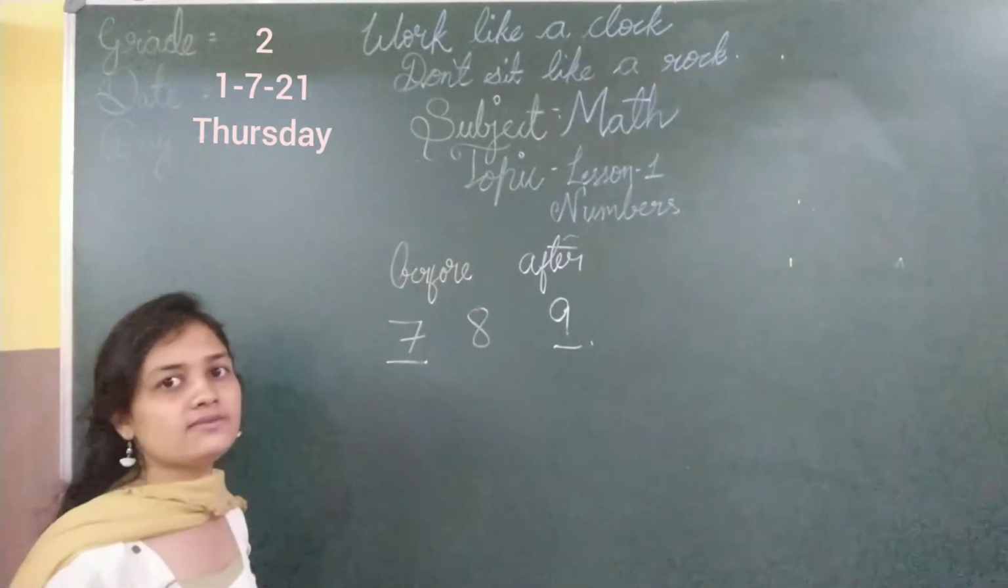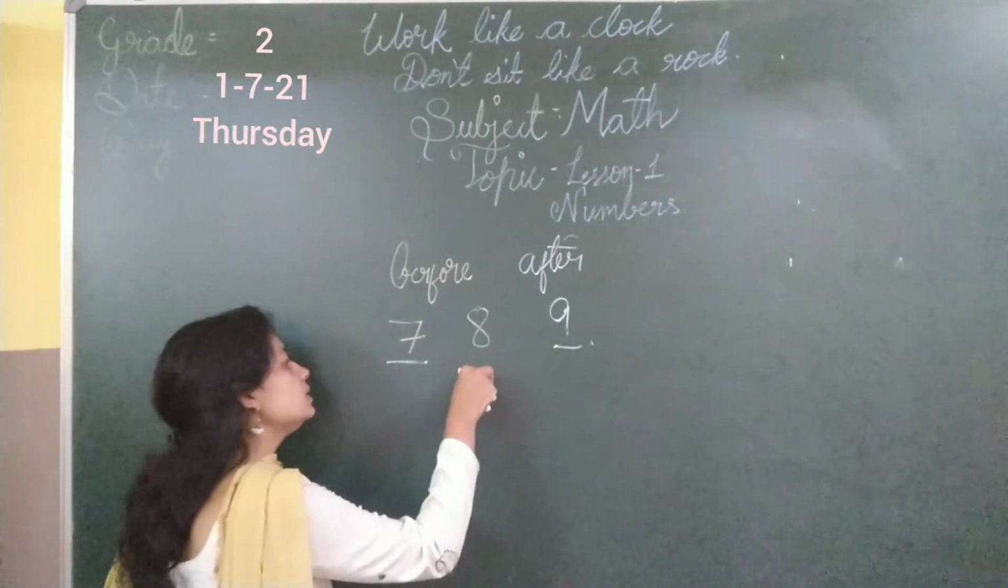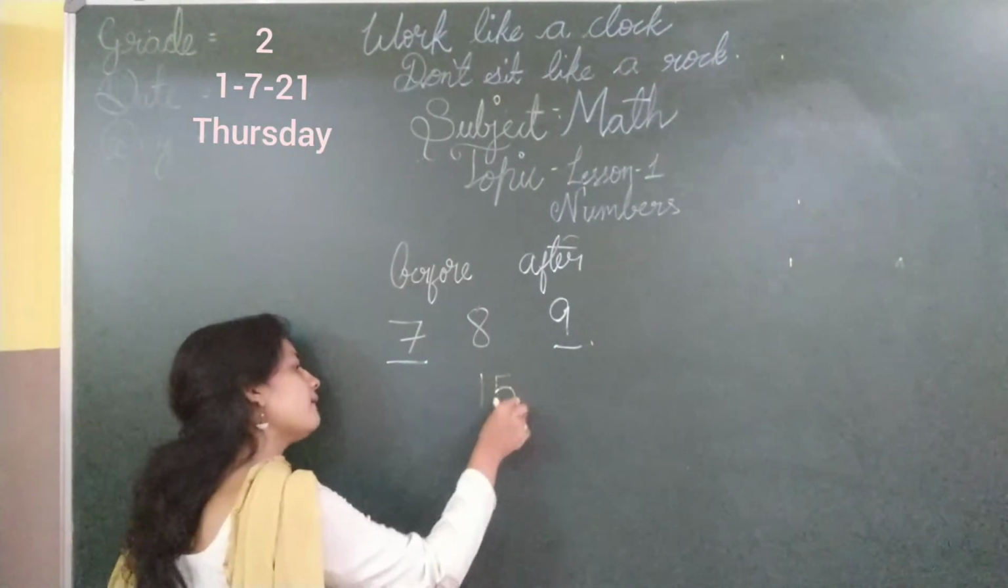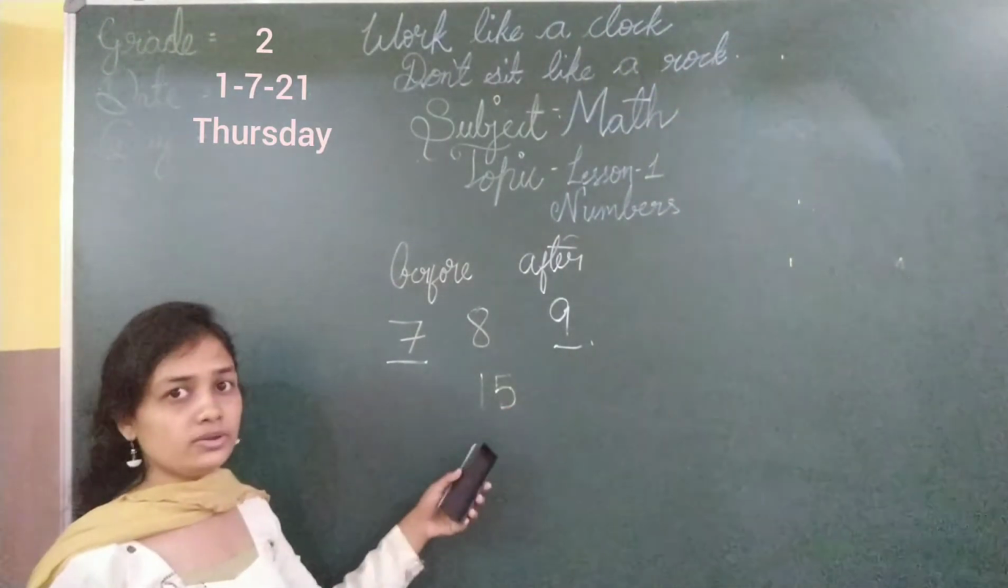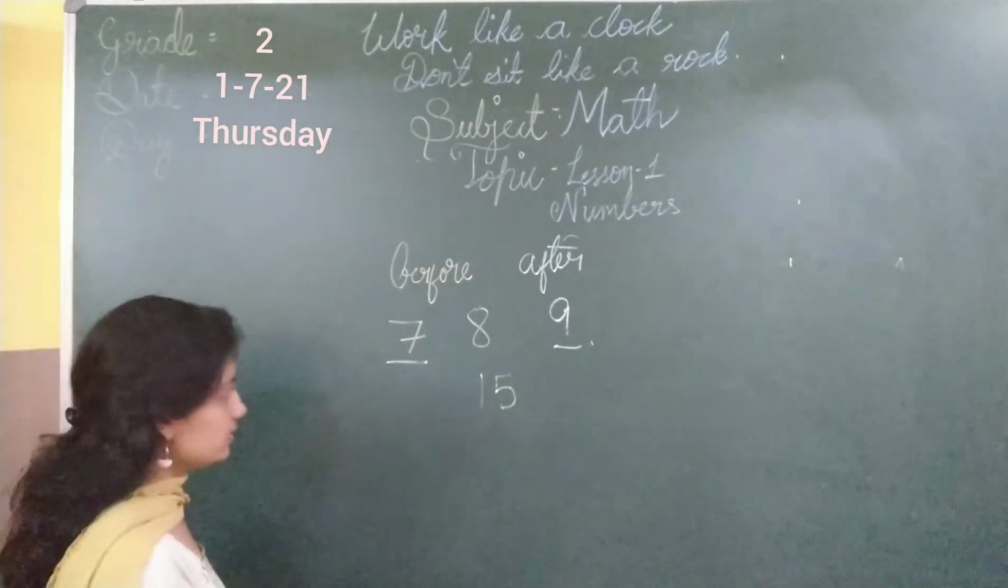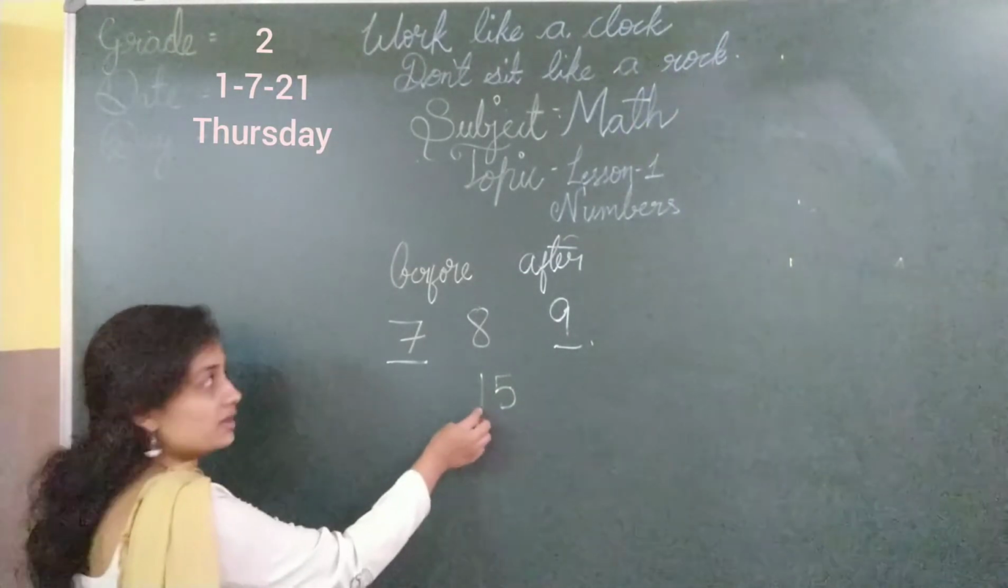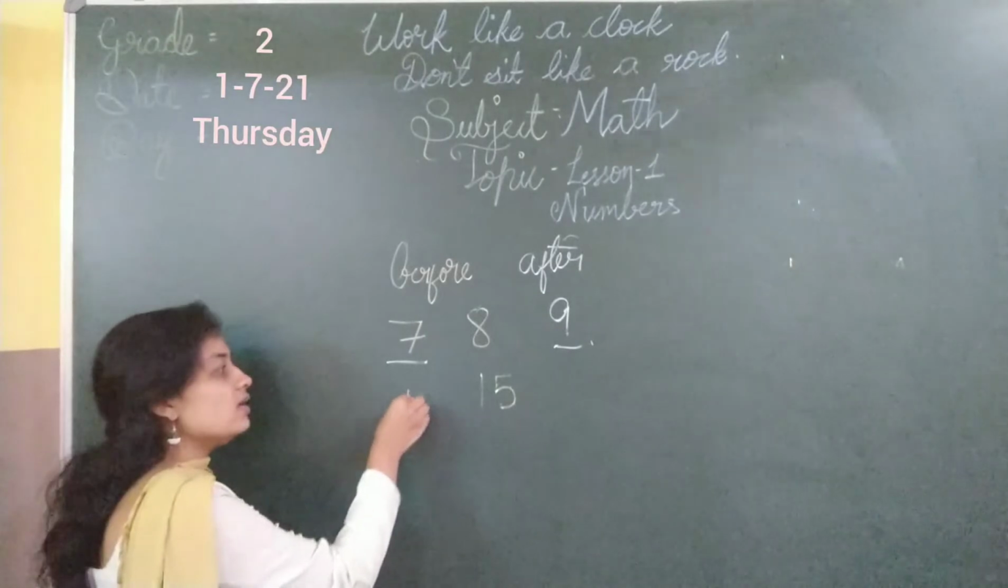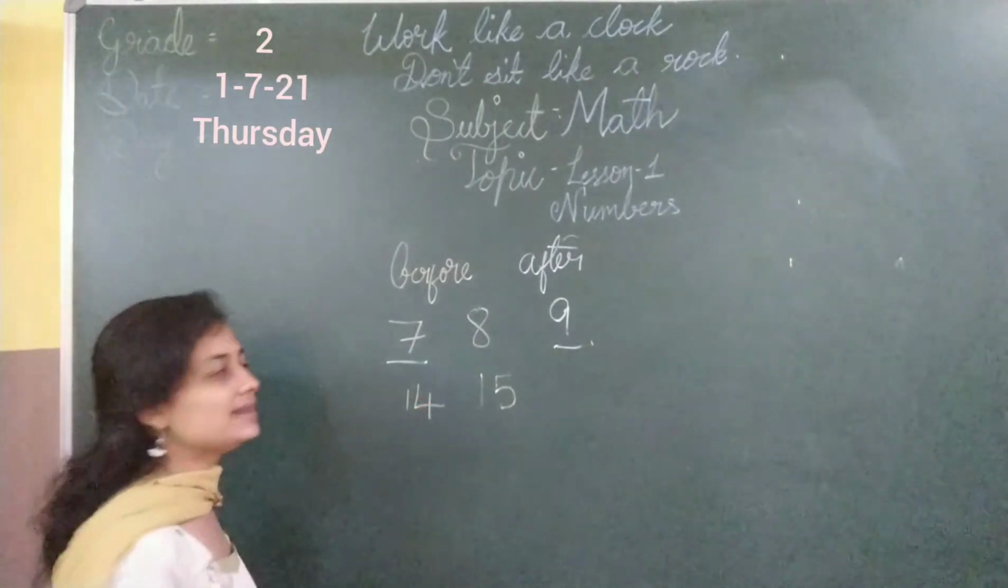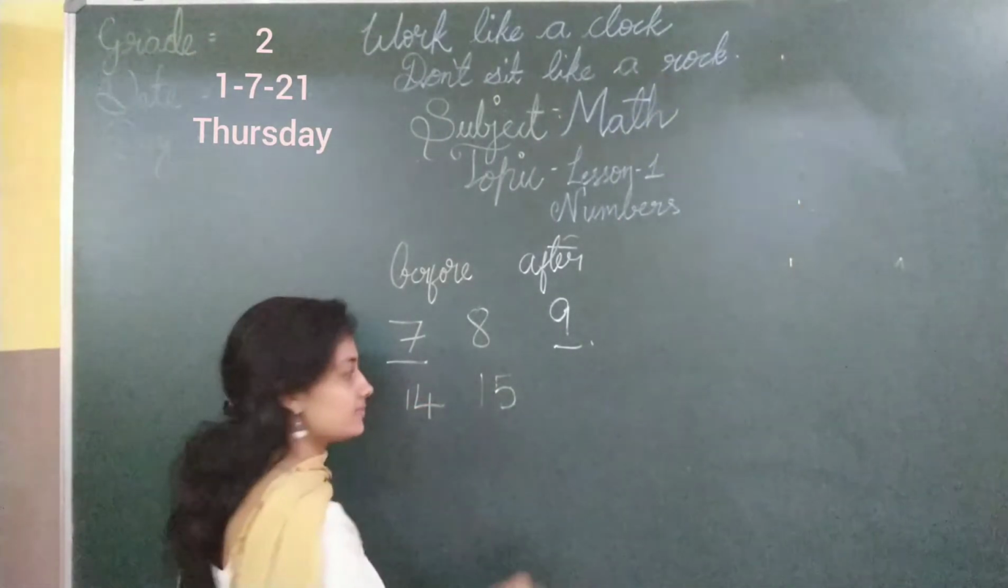Let me give you an example. Try this out. I give number 15. What can you write as the answers here? What comes before is 14. Yeah, correct. Then what comes after 15? 16.